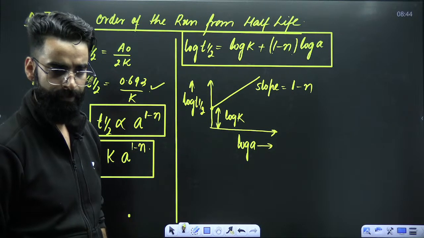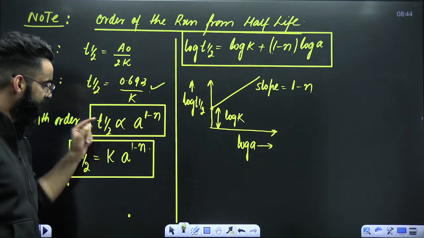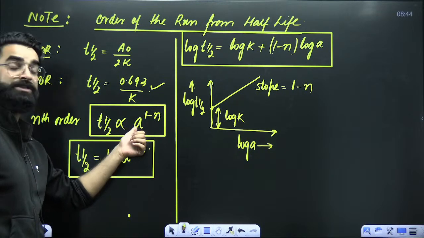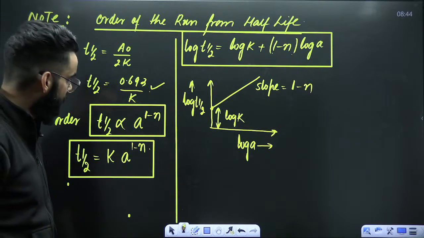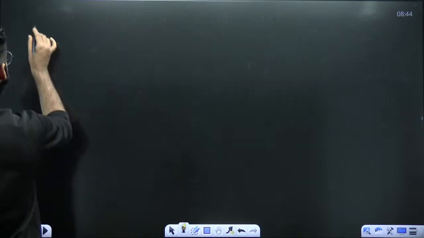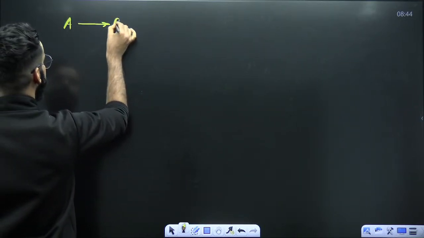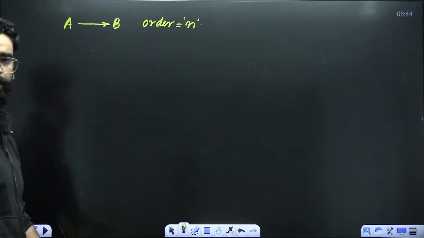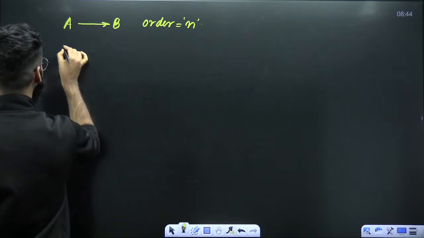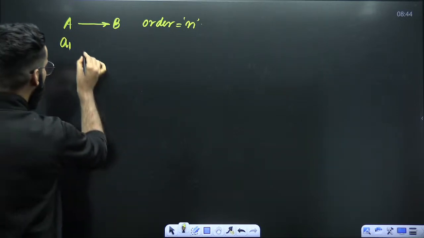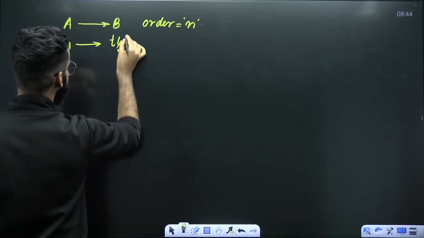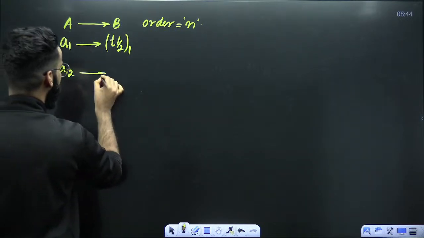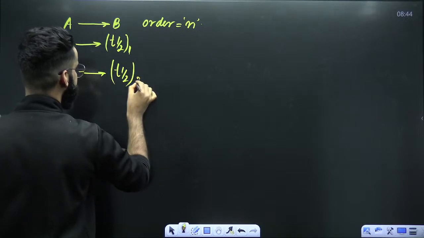Correct? Now, my dear students, if you look at this particular expression, where do you use it? T half is directly proportional to initial moles or initial concentration raised to power 1 minus n. Now, imagine you have got a reaction like this, A gives B. I have no idea what the order of the reaction is. Order of reaction is n, for example. When the initial moles or initial concentration of reactant is A1, let's say the half-life of the reaction is T half 1. When the initial concentration of reactant is kept A2, let's assume the half-life of the reaction is T half 2.